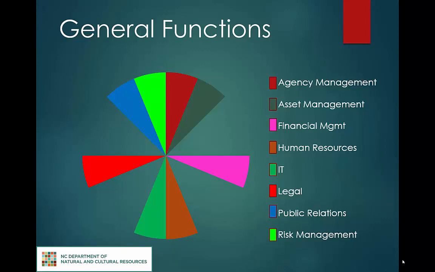Be aware that each agency will be allowed to determine which functions are relevant for the work being done by that agency. In all likelihood, most agencies will have records from these functions: agency management, asset management, financial management, human resources, information technology, legal, public relations, and risk management. The remaining functions may be added depending on the work required of the agency.